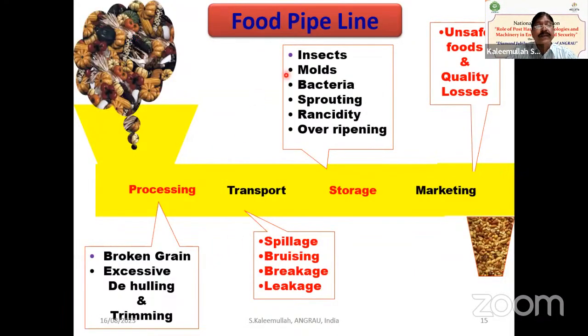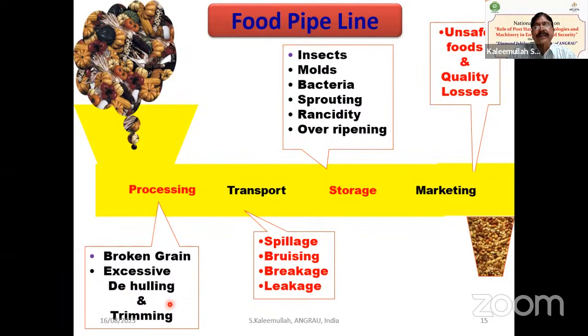And in the case of transportation also, and in the food chain operation, starting from the processing up to the marketing. In the case of the processing, we may be having broken grains. If the paddy does not have sufficient moisture content, if it is over dried, what will happen? Completely the grains will be broken. At that time, we have to take care that it has sufficient moisture content while doing this processing operation. And the other one is excessive dehulling and trimming.